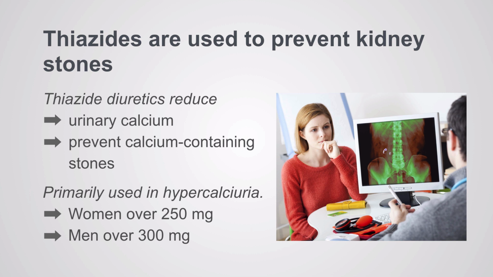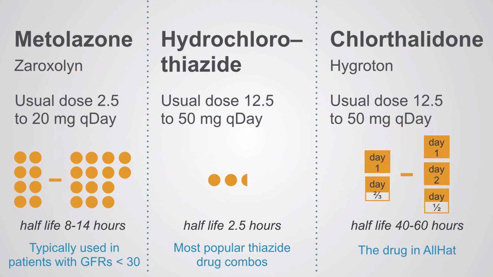That is patients with excess calcium in the urine: in women that's over 250 milligrams in a 24-hour collection, in men that's over 300 milligrams in a 24-hour collection. There are a number of different thiazides, but I want to talk about three in particular. So the one that most people are most familiar with is hydrochlorothiazide. This is the most popular thiazide found in drug combinations.